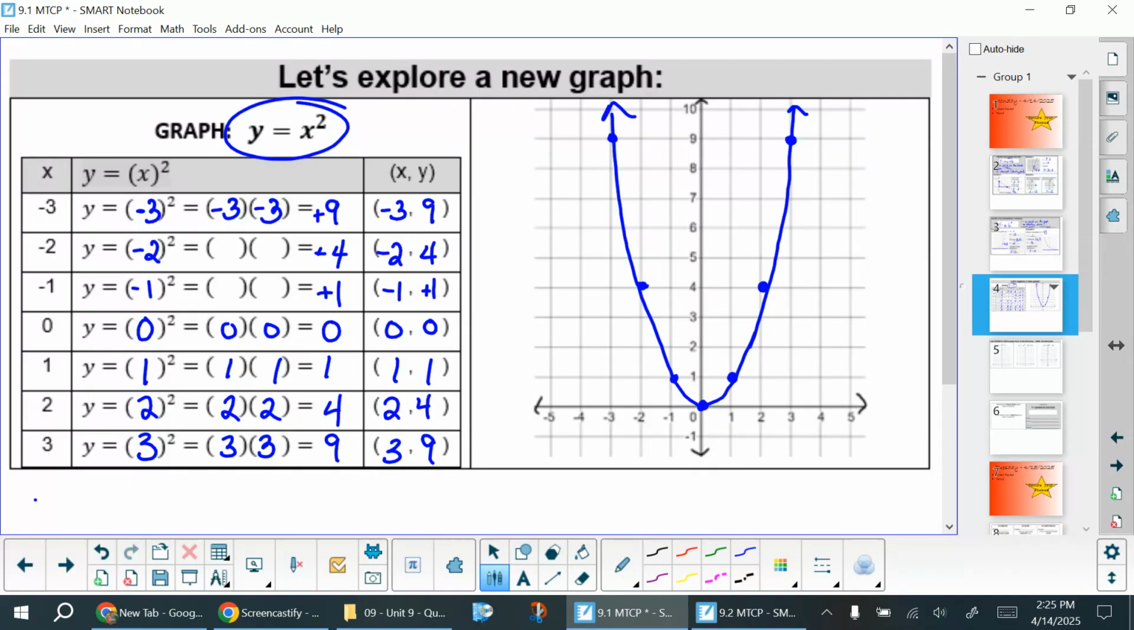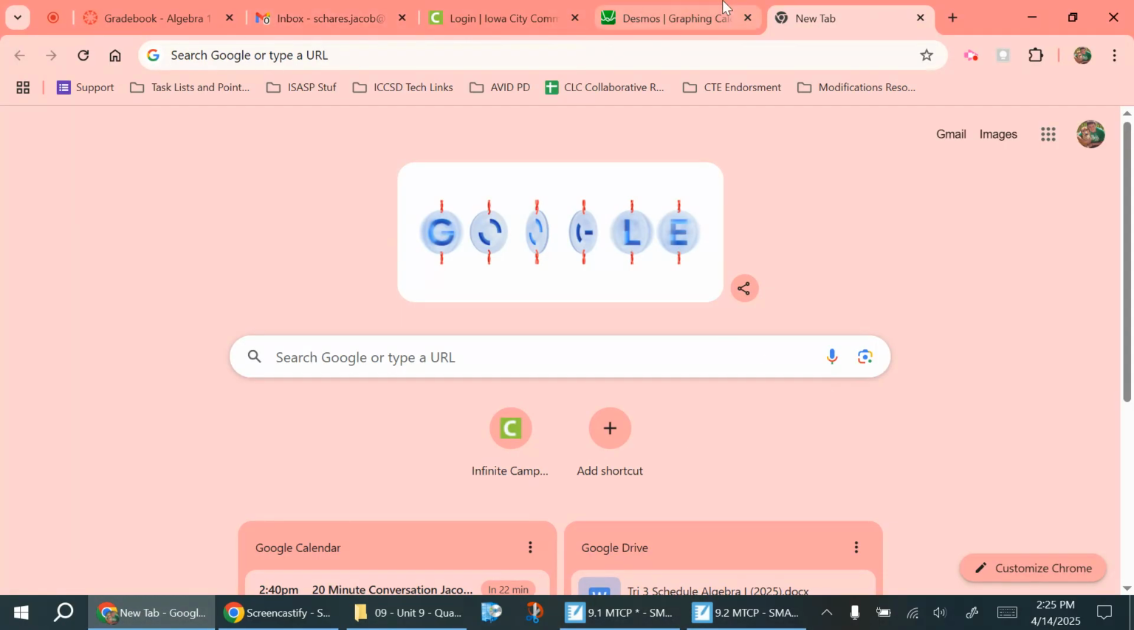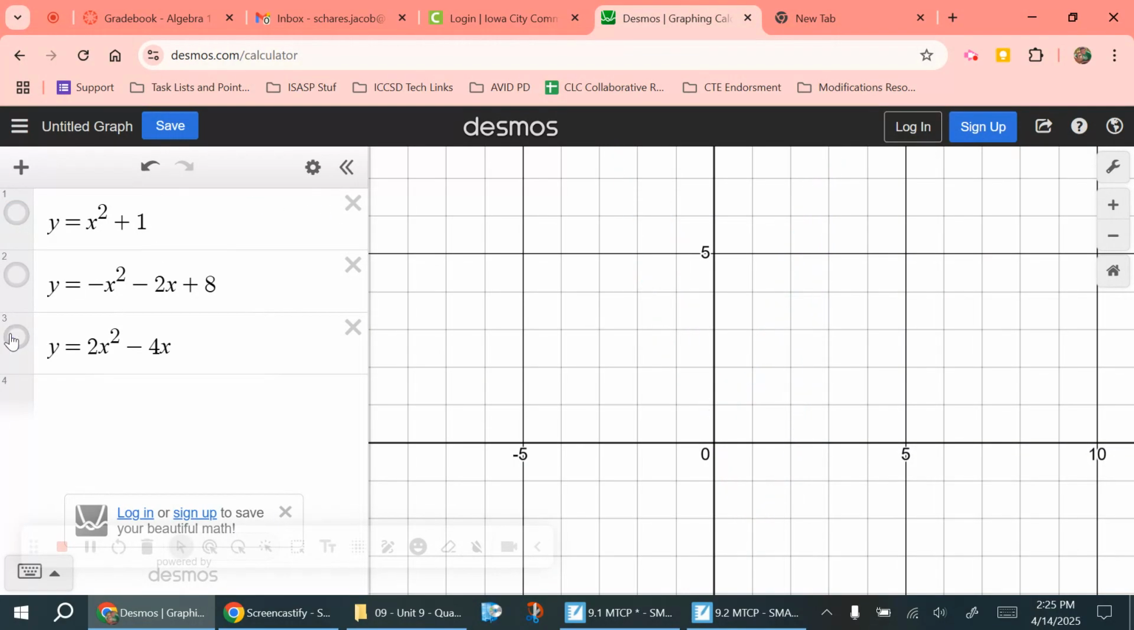For the next 3, we are going to make Desmos do the hard work here. So you can see these. I'm going to go ahead and show you how to type these into Desmos. If I open up Desmos, I've actually got them all typed in here already. So y equals x squared plus 1. If I graph that, you can see it looks like that.